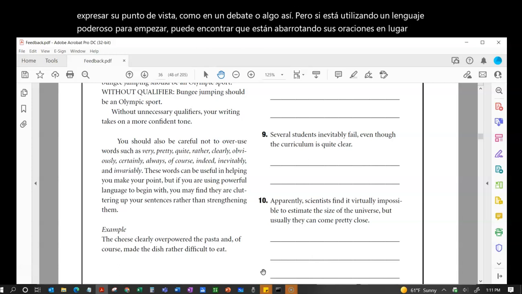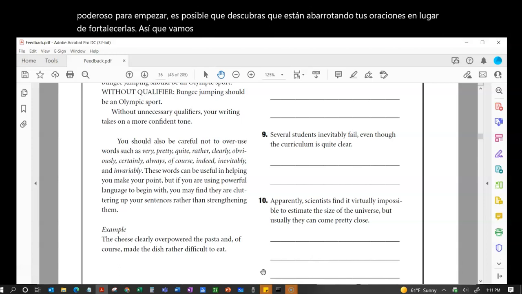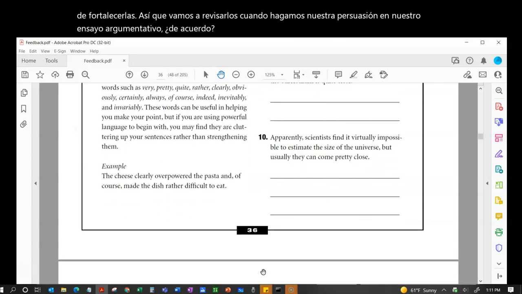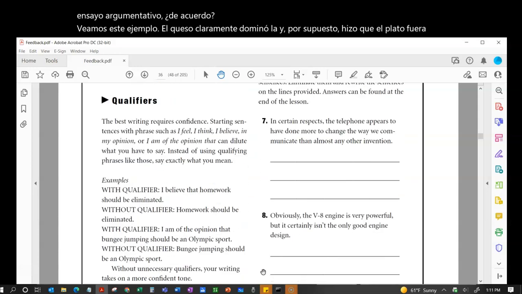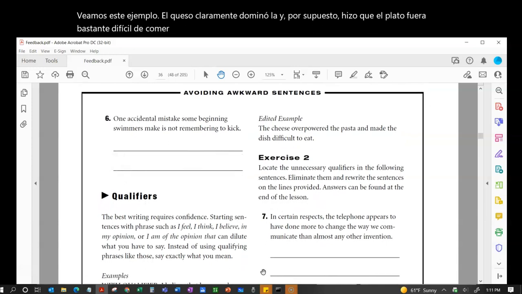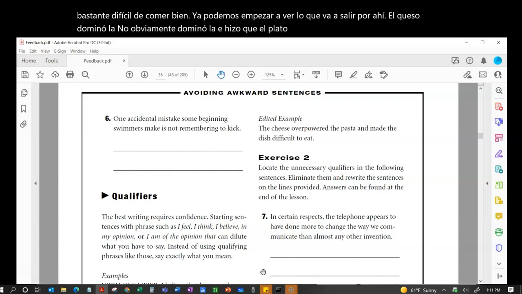So we're going to revise those out when we do our persuasive and argumentative essay. Let's look at this example: The cheese clearly overpowered the pasta and, of course, made the dish rather difficult to eat. Well, we can already begin to see what's going to come out. The cheese overpowered the pasta, not obviously. It overpowered the pasta and made the dish difficult to eat. Not of course. It made the dish difficult to eat.